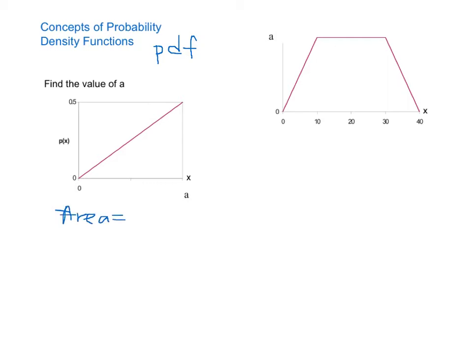This is a triangle. Clearly you can see that the height is 0.5, and this is the width, or rather the length of base. So that will be half times A times 0.5, and because the value will be equal to 1, the total area is a concept of PDF. So the 0.5 is really half, and by equating this to 1, you find A equals 4. So this is how you use the concept of PDF to calculate unknowns like this. Let's look at another example right here.